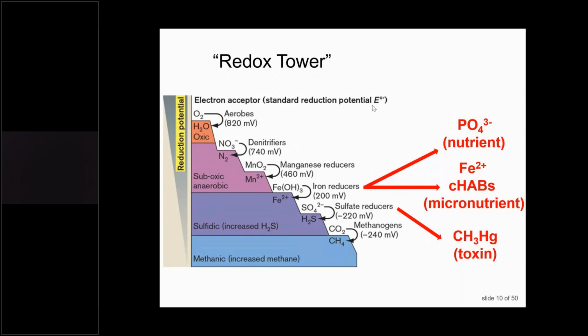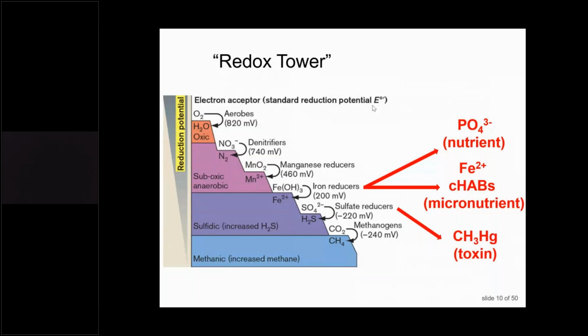As we go down in redox potential in the environment, we get a different set of electron acceptors. We can imagine organic matter donating electrons to these different tiers of electron acceptors, and these are microbially mediated transformations. And so if oxygen is around, the aerobes make the most energy.